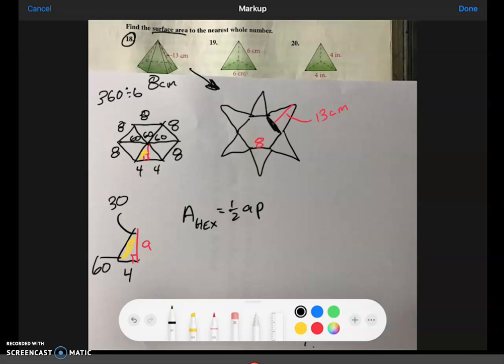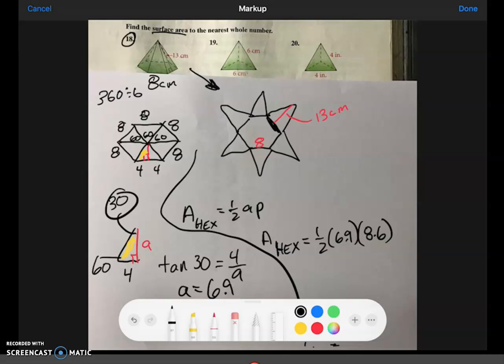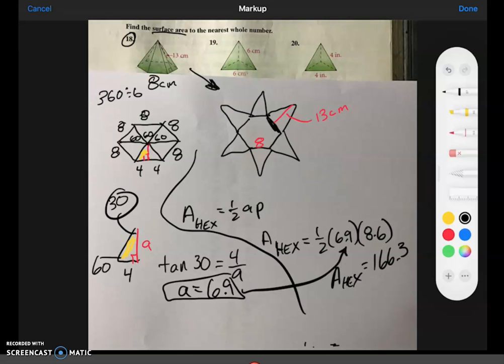And I need to figure out that apothem, and I can use basic trig. I'll stand at 30 degrees. Opposite the 30 is 4. This is adjacent, so we got tangent of 30 degrees is opposite over adjacent. And poof, I went to my calculator. The apothem is 6.9. So the area of the hexagon is 1/2 apothem times perimeter. The perimeter is 8 times 6 because obviously there are 6 sides. And if I'm cheating here, the area of the hexagon with the calculator is 166.3.